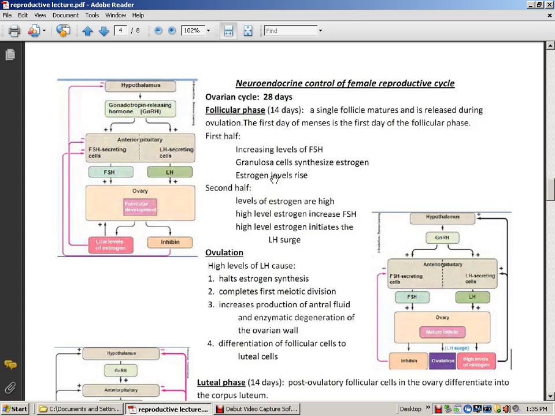Right? So estrogen levels are rising. Around day 7, the second half, the levels of estrogen are extremely high because it gets stuck in what kind of loop from day 7 to day roughly 13? A positive feedback loop. You're stuck in this positive feedback loop. So the second half, you have really high levels of estrogen.